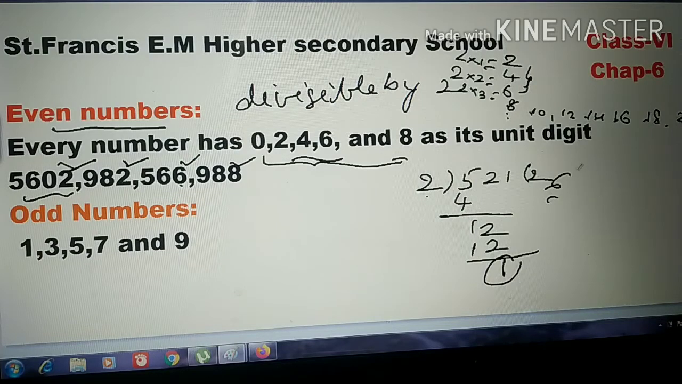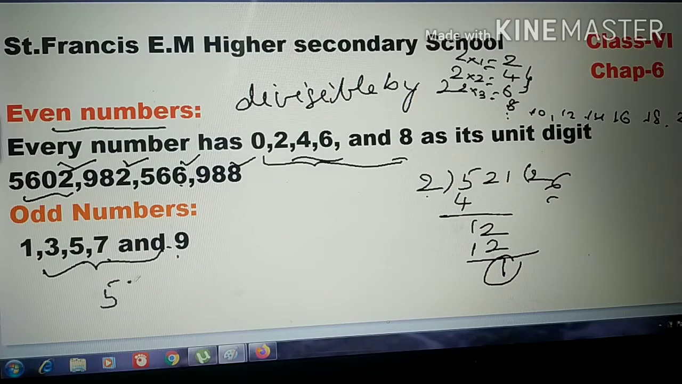So this is not exactly divisible by 2. You are not getting 0 here. So at that time, we call these numbers odd numbers. If you find these odd numbers, you will get all the remaining numbers here. What are the missing numbers here? In between these things, what are the missing numbers? 1, 3, 5, 7, 9. So these 5 numbers you get in the unit digit of each and every odd number.